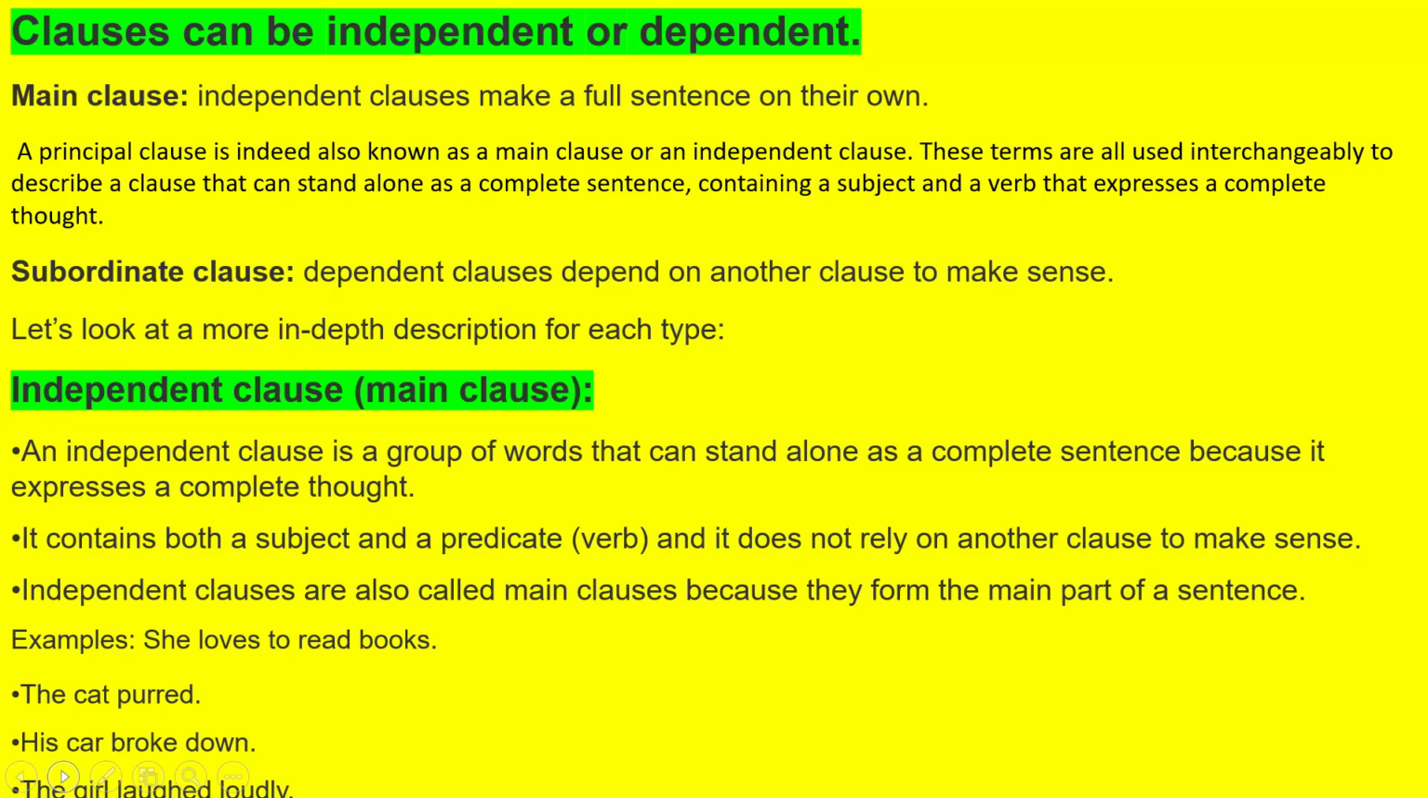An independent clause does not depend on another clause to make sense or to give a complete thought. Example sentences are given: The cat purred, his car broke down, the girl laughed loudly. These sentences give complete meaning. They express a complete thought and do not depend on any other clause to make sense.